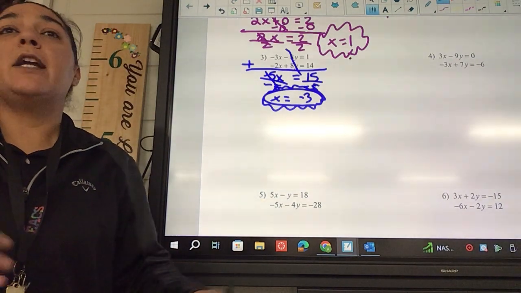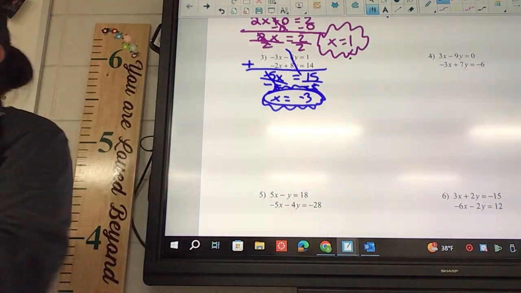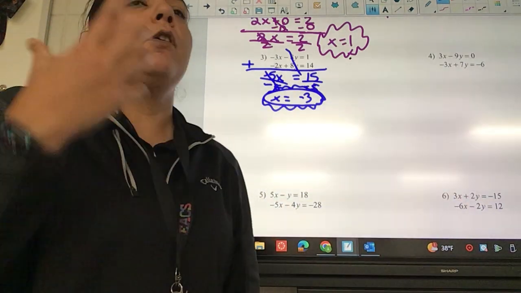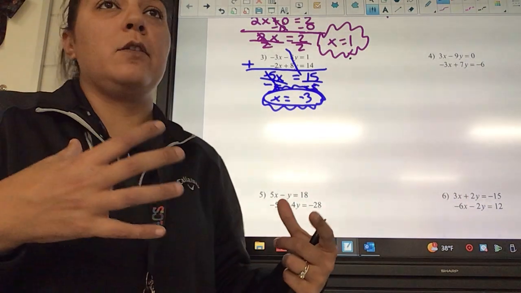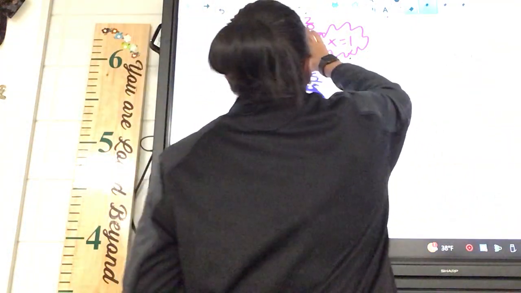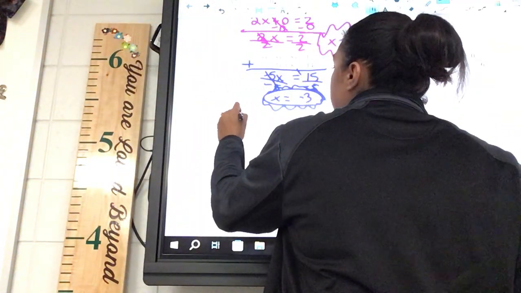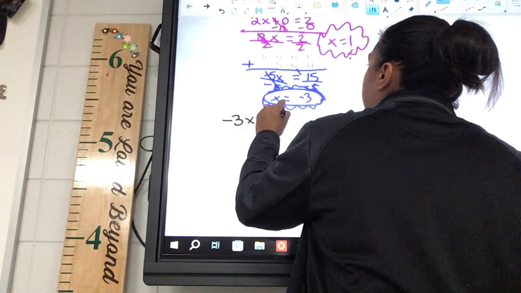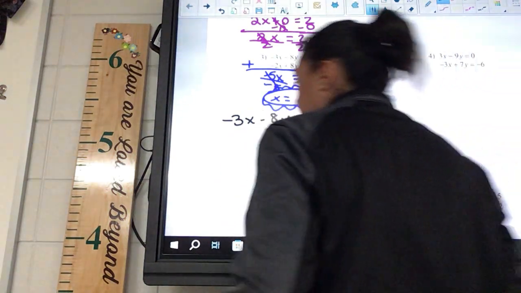So it's not like a right or wrong, like, oh, half the room did 2 and half the room did 1. We should all end up with the same coordinate, the same answer. So what did you guys say? 1? Okay, so 1 says negative 3x minus 8y equals 1.